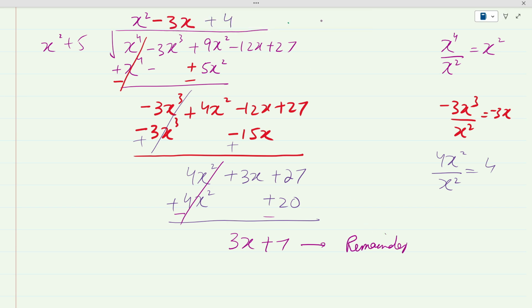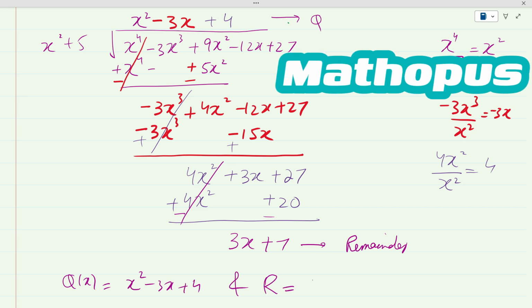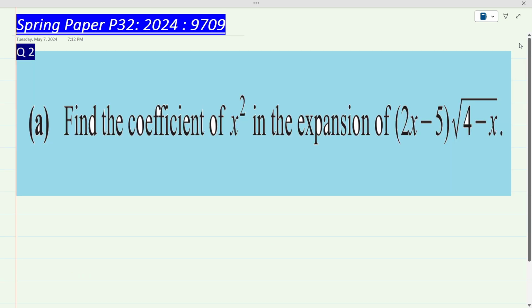and this is our quotient. We have to find out the quotient and remainder, so we will write that the quotient is x squared minus 3x plus 4, and the remainder is 3x plus 7. That's it. Question number 2.